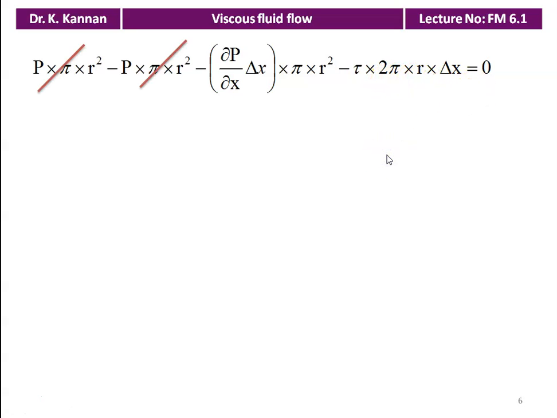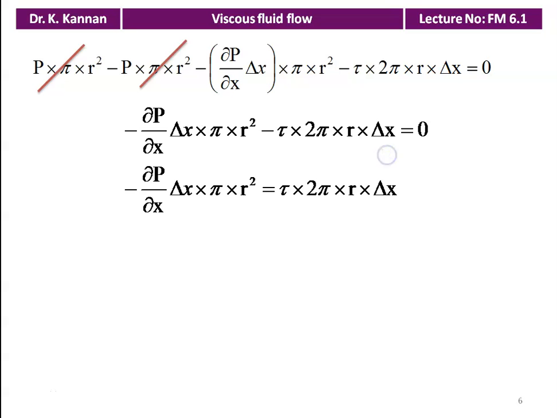Now the first two terms cancel each other because they are opposite direction. So P pi r square minus P pi r square becomes 0. So finally, what is left out? Minus dou P by dou x delta x pi r square minus tau into 2 pi r delta x equal to 0. We take the tau into 2 pi r to the other side. So minus dou P by dou x into delta x into pi r square equal to tau into 2 pi r into delta x. Now look at the equation, both left side and right side, delta x is getting cancelled, pi is getting cancelled, one r is getting cancelled.